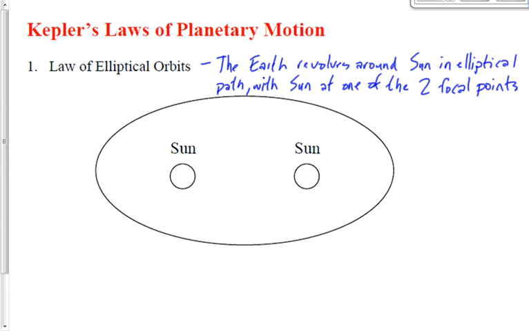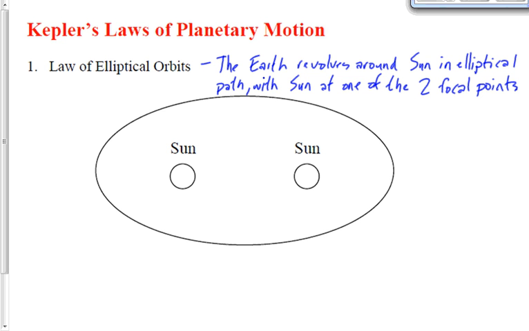Okay, which came first, the chicken or the egg? Which came first, the sun or the Earth? Well, in this case, it's the sun, right? The sun is where it is. The Earth goes around it. All the other planets go around it, such that the sun will be at one of the focal points. That's more than we knew before, right?